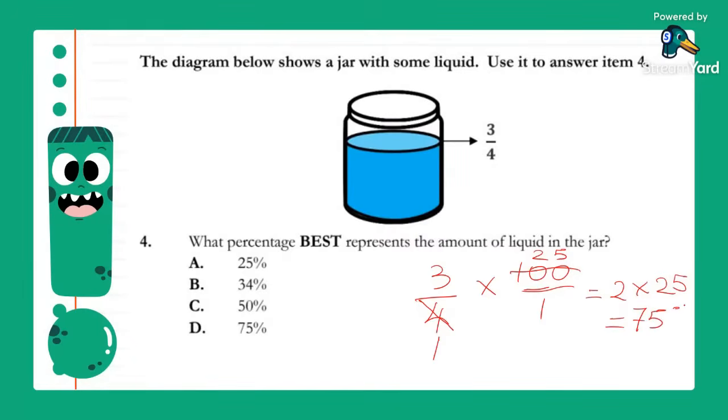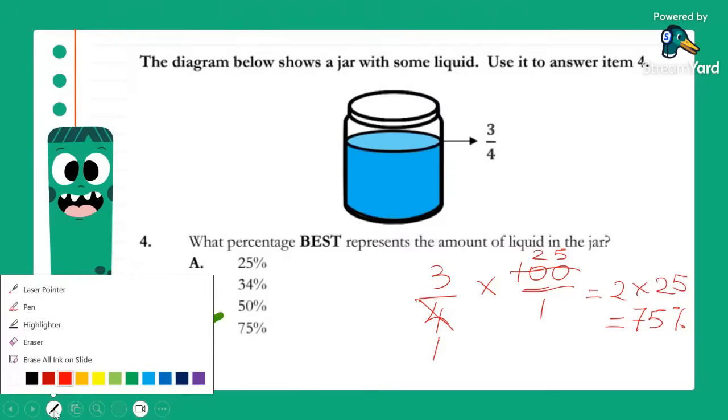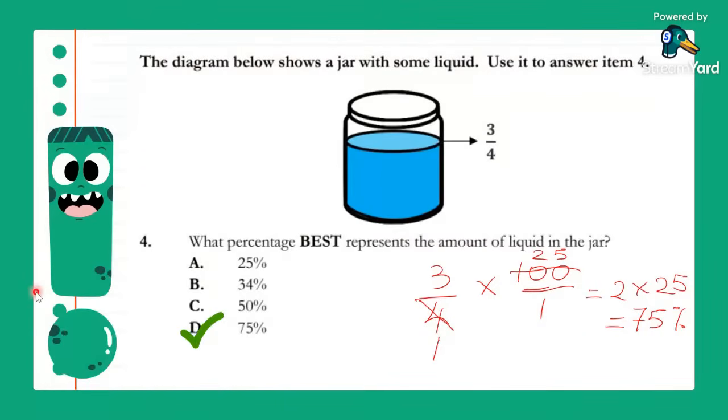So our correct answer is 75%. Good work. Good work. You guys are so smart. And I love the way you try to explain your answers. All right. Let's go to the next question.